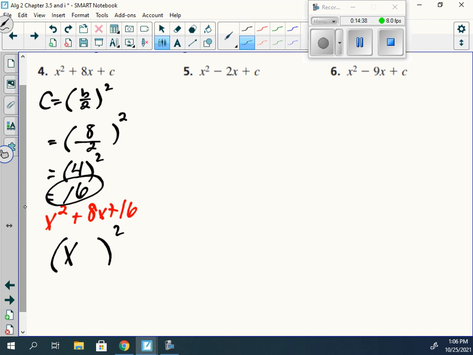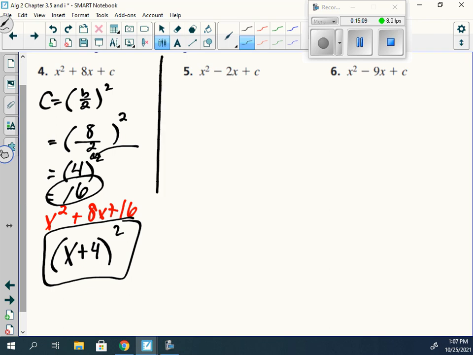Now we do need to factor it to a set of parentheses squared. We know we're going to have x, but what else would go inside the parentheses? Plus 4. Because the number inside the parentheses we squared will always go into our binomial. Since it was positive 4 before we squared it, our set of parentheses squared would be x plus 4. Questions on this here?